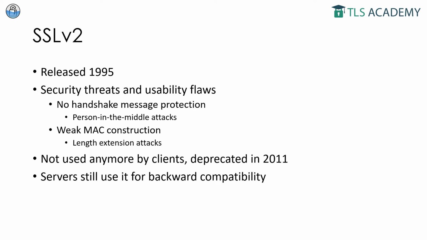SSL version 2 still has a lot of security threats and usability flaws. Handshake messages are not protected, and there is no explicit message close. This makes SSL version 2 vulnerable to person-in-the-middle attacks. The message authentication code is also constructed poorly, which makes it vulnerable to length extension attacks. These are just some examples. Because of the inherent protocol flaws of SSL version 2, it was deprecated in 2011 by RFC 6176.